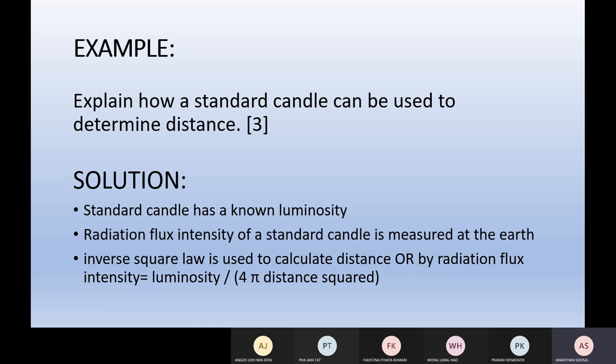Why can this technique not be used for very far away stars? Because when they are very far away, even the Cepheid star's brightness is not really bright. So we cannot find the luminosity, and so we can't find the distance.